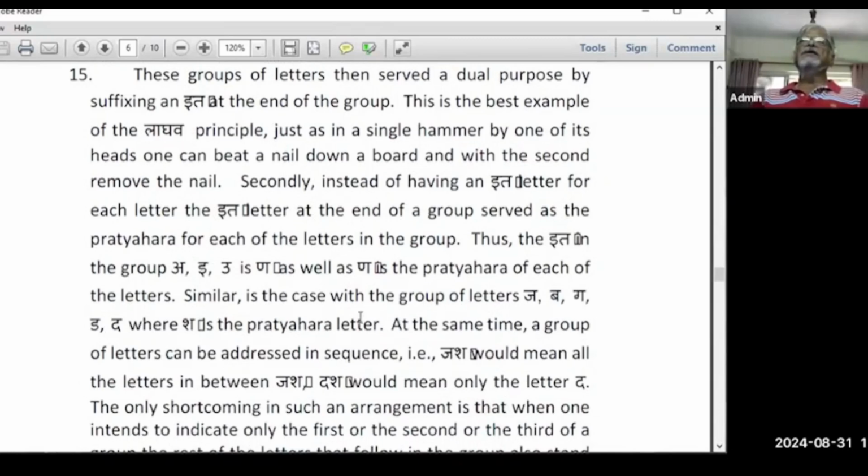Similarly is the case with the group of letters ja, ba, ga, da, da, where sha is the pratyahara letter. So you can say jasha, basha, gasha, dasha, or dasha. At the same time, a group of letters can be addressed in sequence. That is, jasha would mean all the letters in between ja and sha. Dasha would mean only the letter da.